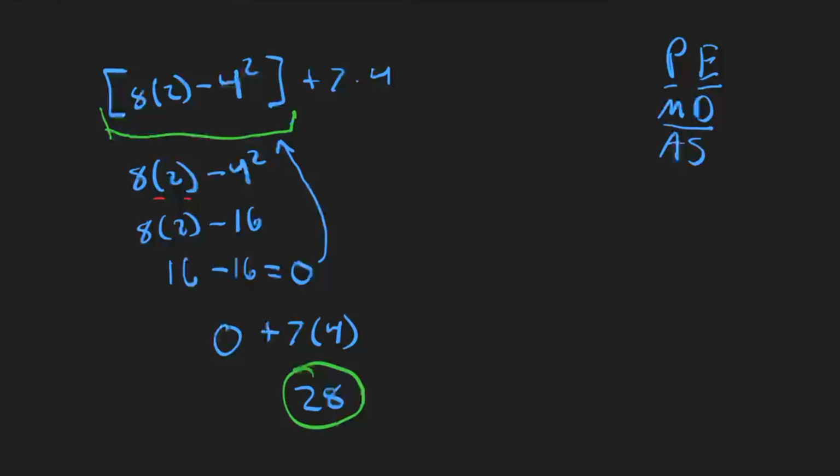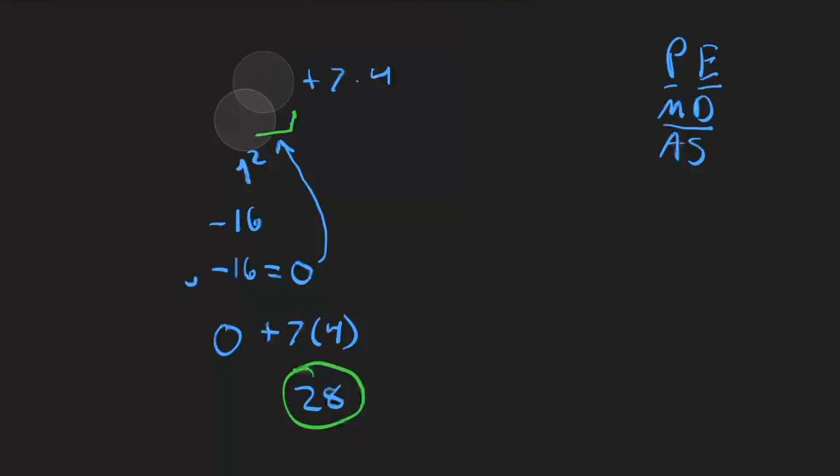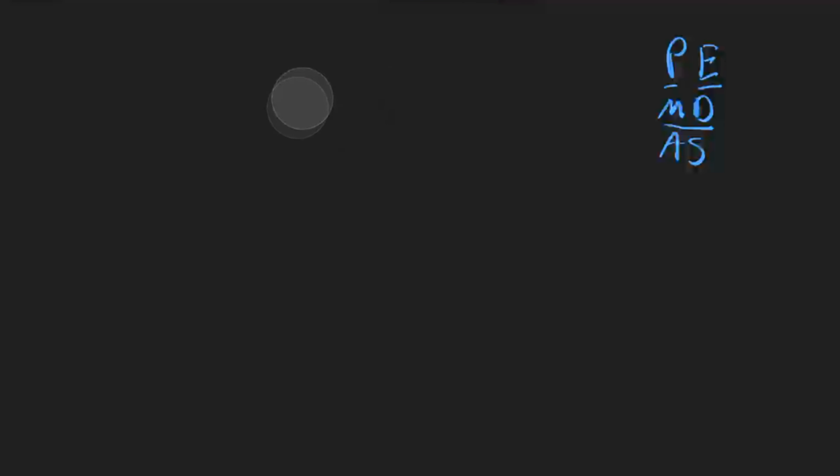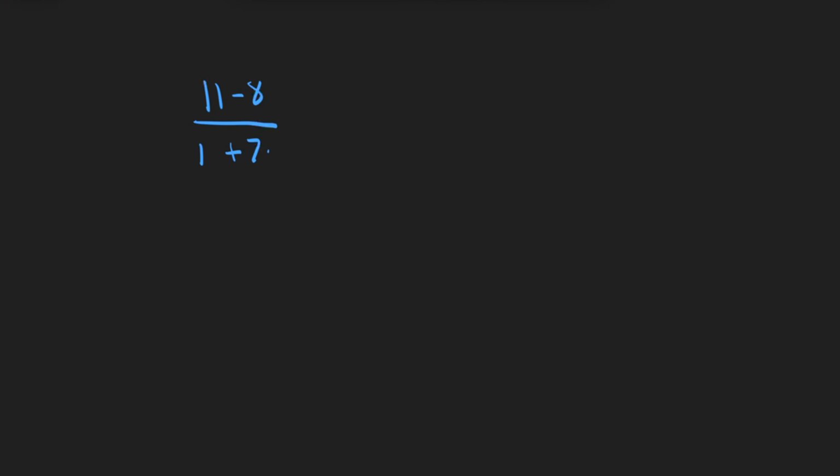These problems are very simple. If you just remember the 4 steps, you can solve any order of operations problem you need to. Let's go ahead and try another one. Let's say we have 11 minus 8 over 1 plus 7 times 2.